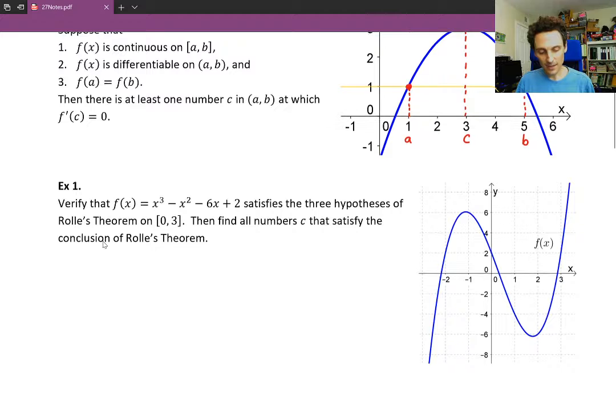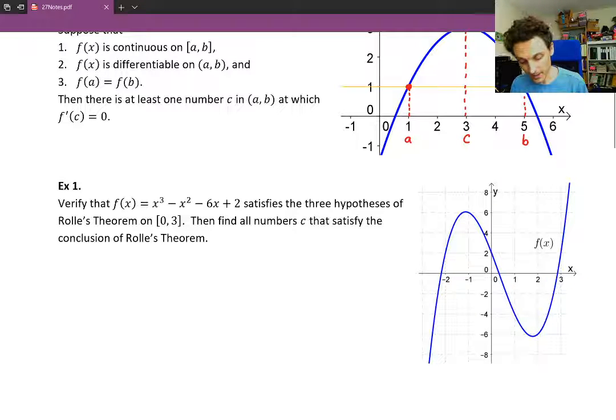All right, well, let's see how in example 1 we're going to use Rolle's theorem to help us out. Oh, actually, in example 2 we're going to see where Rolle's theorem can help us out. Example 1, we're just going to get to know Rolle's theorem. It just says verify that this function satisfies the 3 hypotheses of Rolle's theorem on the interval from 0 to 3. So there's our interval, there's our a and b. Then find all numbers c that satisfy the conclusion of Rolle's theorem. So we're going to take this in 2 parts. First, just verify that all the 3 hypotheses are satisfied. So I'll keep those hypotheses up there.